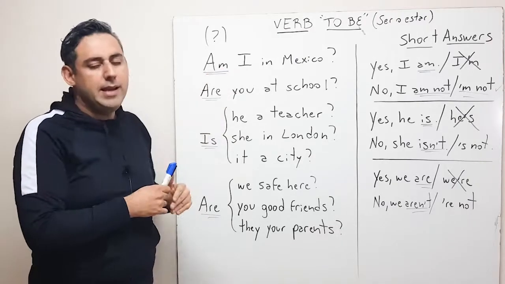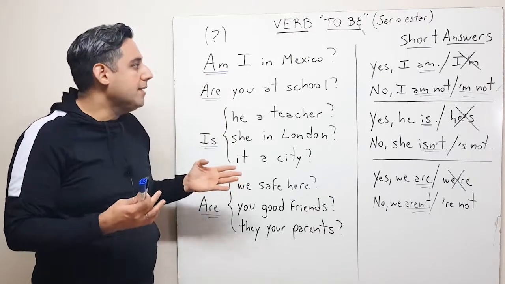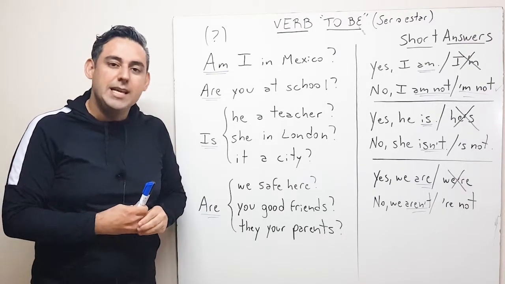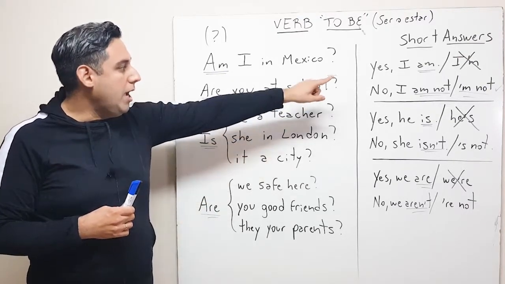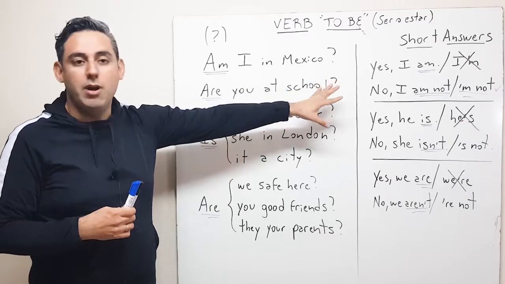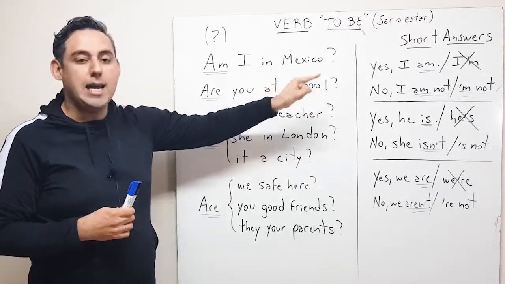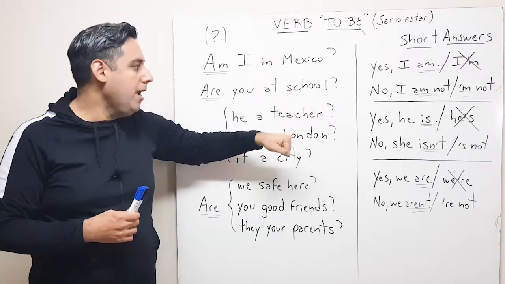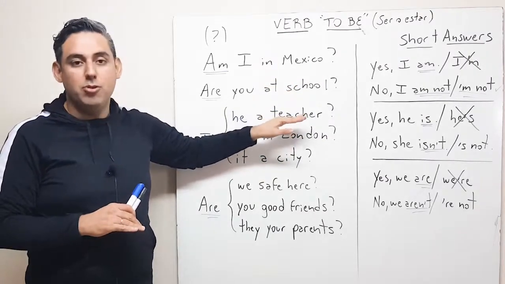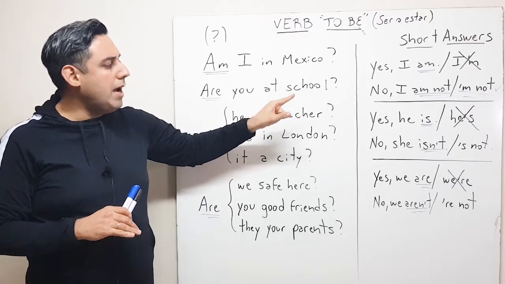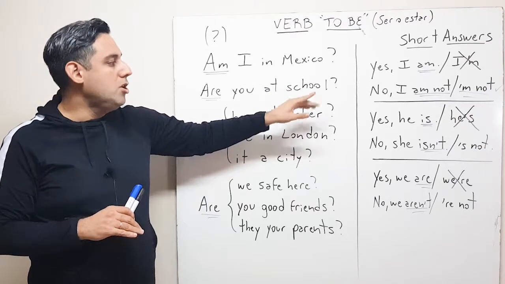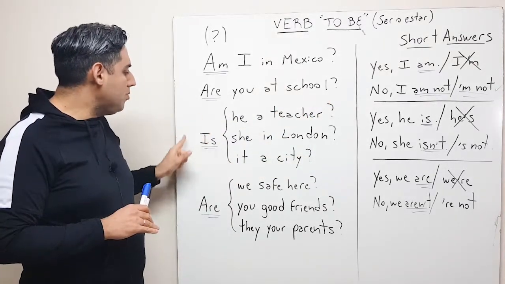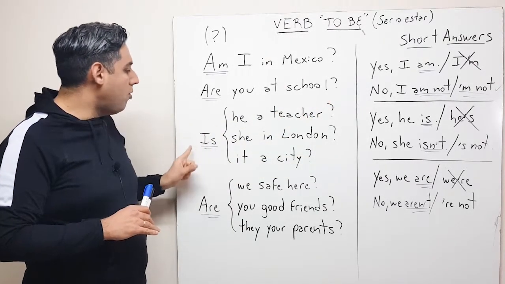If I say, am I in Mexico? I can probably check and say, yes, I am, right? The affirmative form is always answered with the full verb. I cannot say, yes, I'm. That would be wrong. I should say, yes, I am, okay? In the negative form, I have an alternative, and I can say, no, I am not, or no, I'm not, okay?